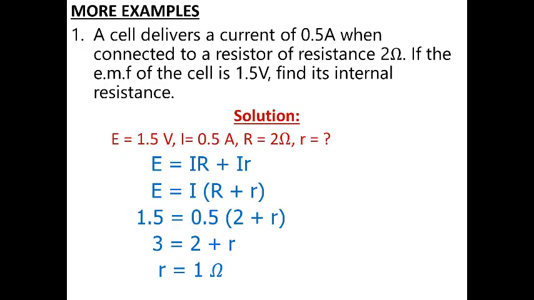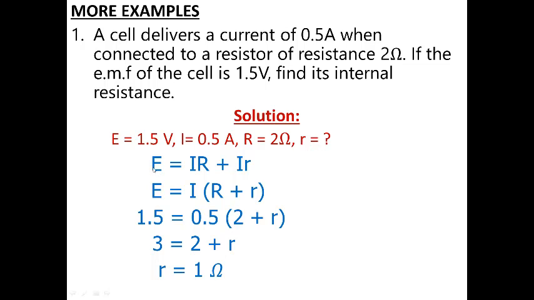Okay, now more examples. A cell delivers a current of 0.5 amperes when connected to a resistor of resistance 2 ohms. If the EMF of the cell is 1.5, find its internal resistance. I want you to remember this formula here. We have been given that EMF is 1.5, the current flowing is 0.5, the total or effective external resistance is 2 ohms. There is only one resistor of resistance 2 ohms, and the internal resistance is not given.